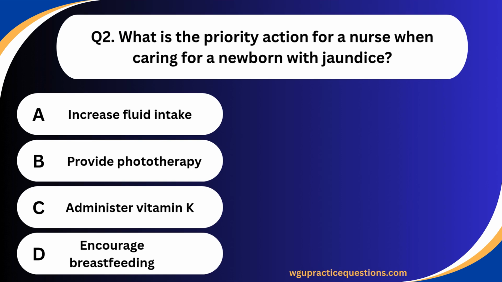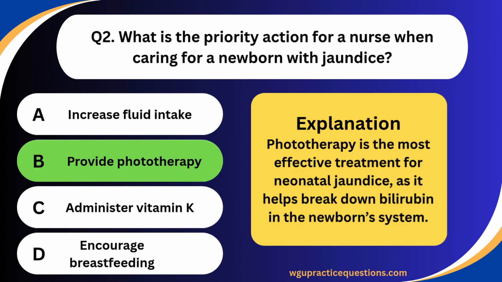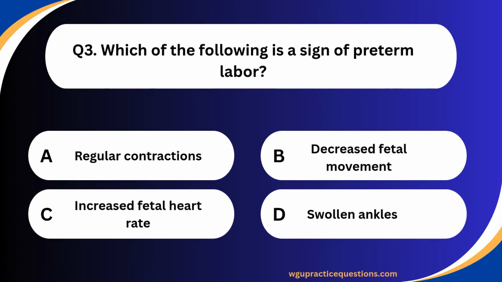The correct answer is B. Provide phototherapy. Explanation. Phototherapy is the most effective treatment for neonatal jaundice, as it helps break down bilirubin in the newborn's system.